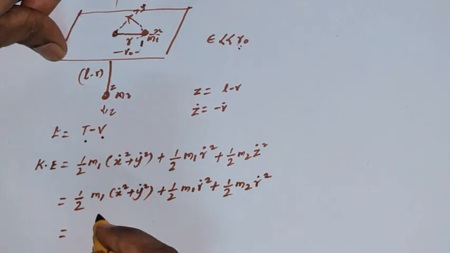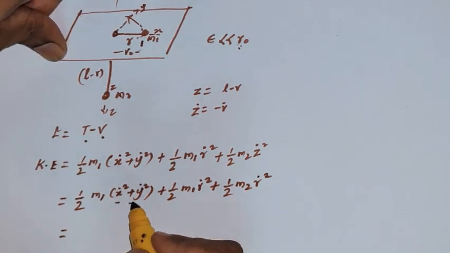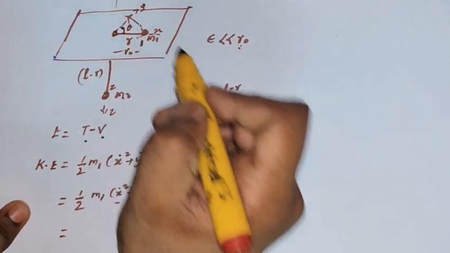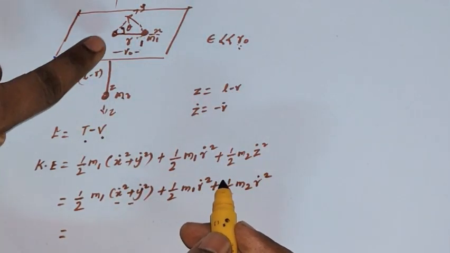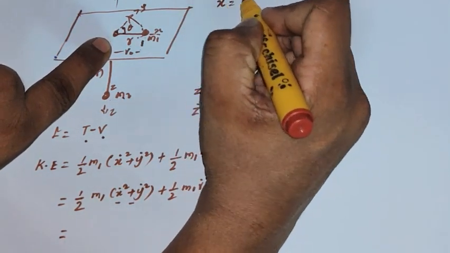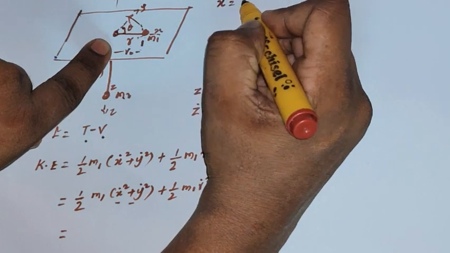So here we want to simplify x dot and y dot. Suppose this is a rotational motion with angle theta. So in general we can call x equal to the projection along the plane, r cos theta.